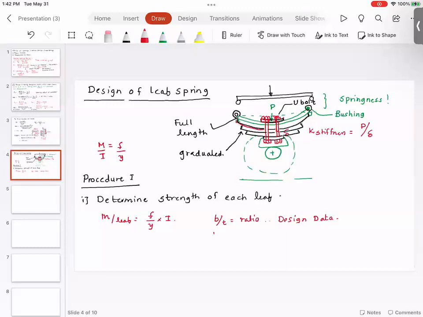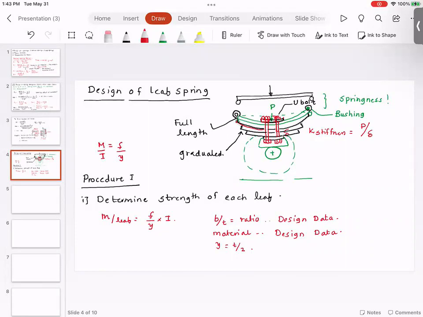Material, usually you would use spring steel, also comes from the design data. And Y is T divided by 2. So if you look at all the terms on the right hand side of this equation, they are known. So we can find out the value of bending moment per each leaf.